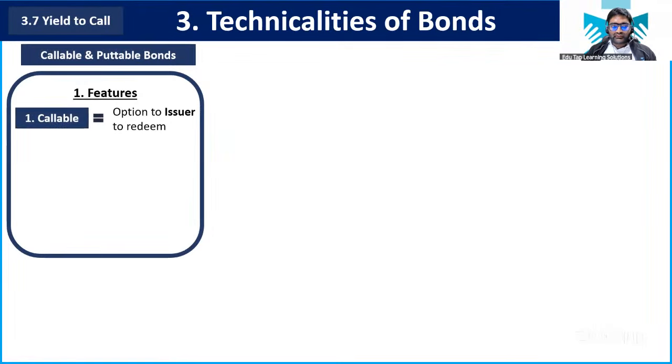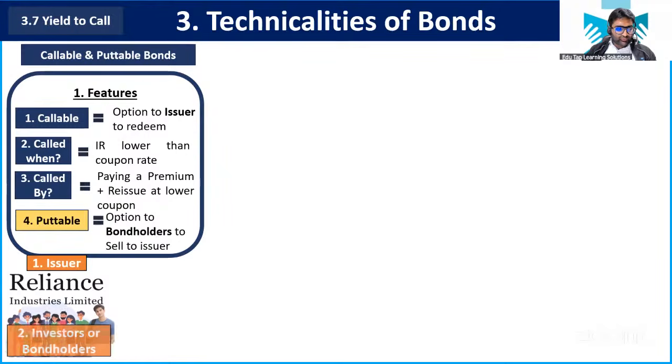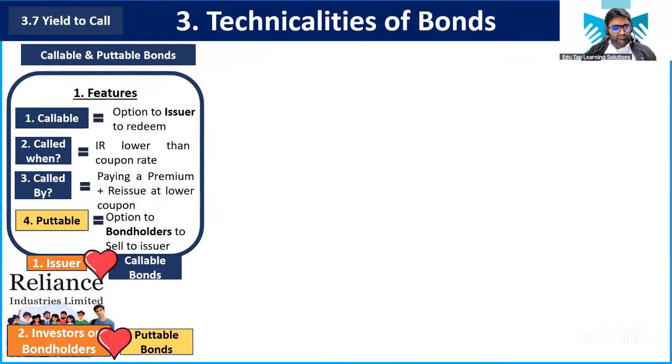Next is very simple, yield to call. We discussed callable and puttable bonds. I hope you remember callable bonds are the love of our issuer, while puttable bonds are the love of the investors or bondholders, because they provide them with certain options to give back the bond to the respective people.